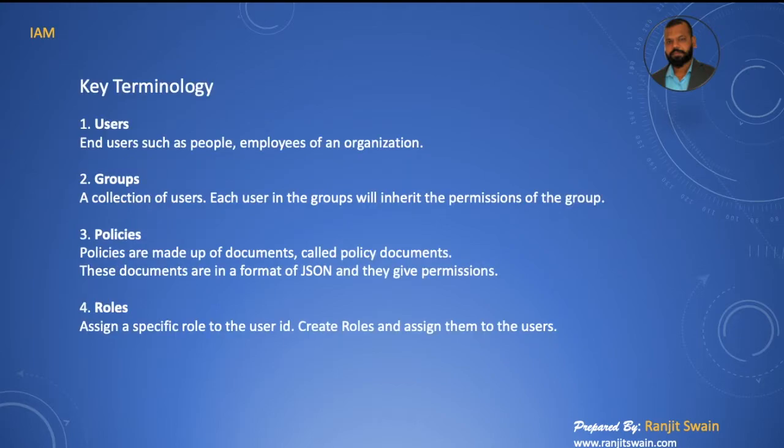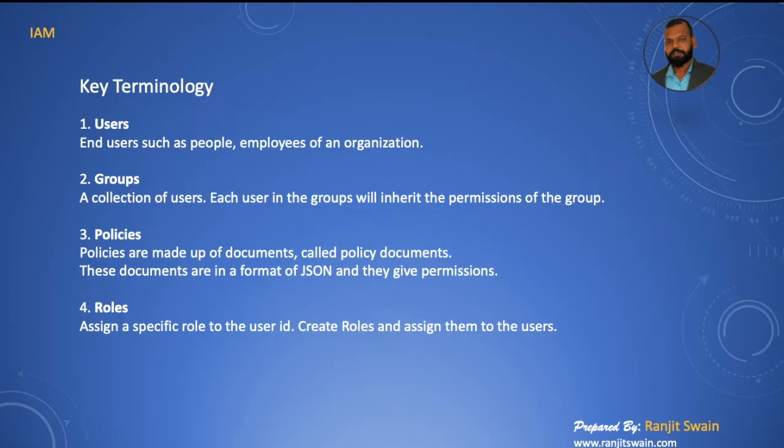So there are some key terminologies you can use like users, groups, policies and roles. So what is the user? These are the end users, such as people, whoever is an employee of an organization. If new people join your company, you have to create a user ID for them, right? So you create the user ID to log into and use the AWS services. Okay, and you can create groups, a collection of users. Each user in a group will inherit the permissions of the group.